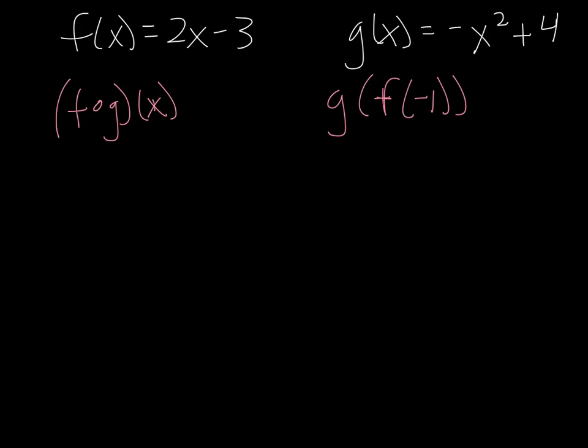And these are the final two I want you to do, f of g and g of f. Last ones on your piece of paper. So this first one, I'm going to write out my function of f. So I have 2x minus 3. My function of g, negative x squared plus 4.